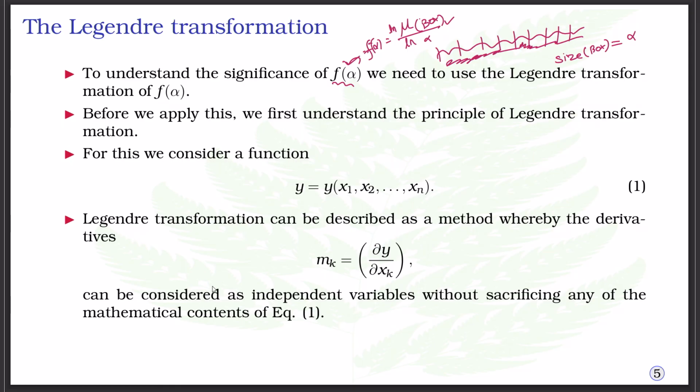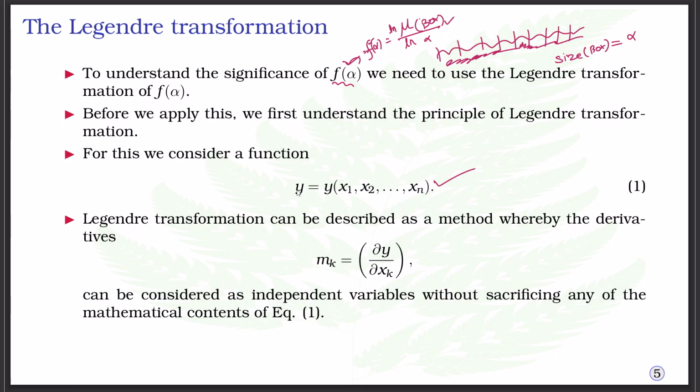The Legendre transform can be described as a method whereby the derivative m_k, that means the partial derivative with respect to each variable, m_k equal to ∂y/∂x_k, can be considered as an independent variable without sacrificing any of the mathematical content of equation 1. So here, x1, x2, ..., xn are independent variables.